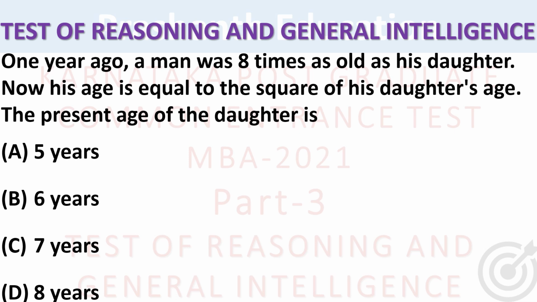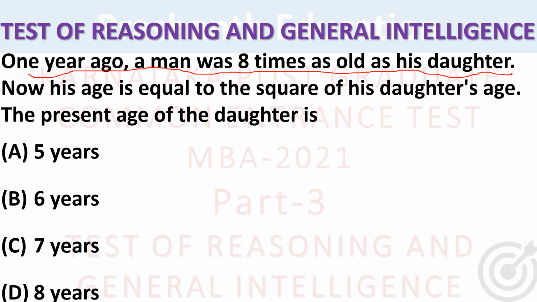Okay, let's look at the next question, what they're asking. So they're asking, 1 year ago a man was 8 times as old as his daughter. Now his age is equal to square of his daughter's age. The present age of the daughter is.